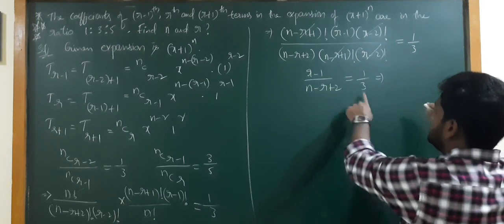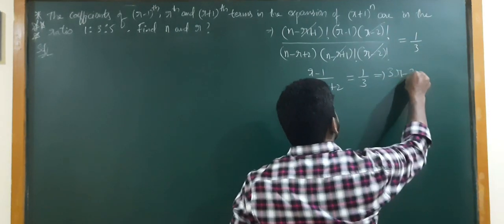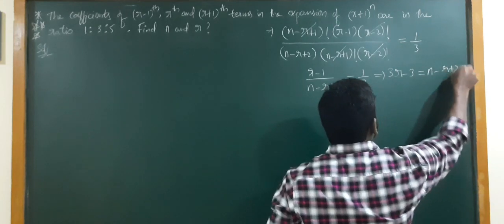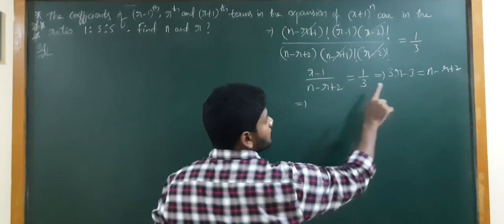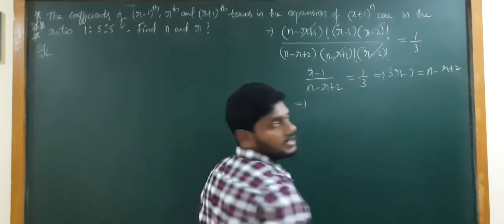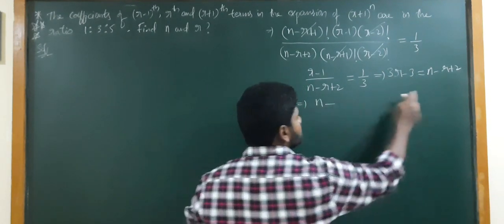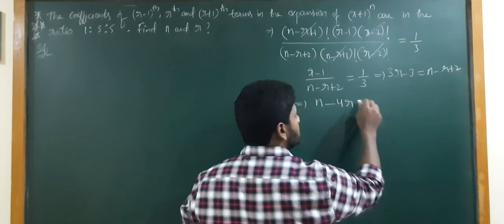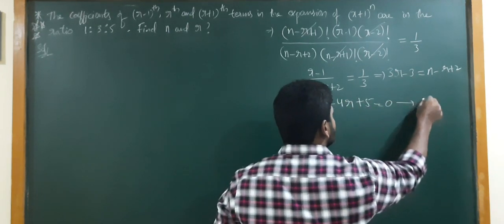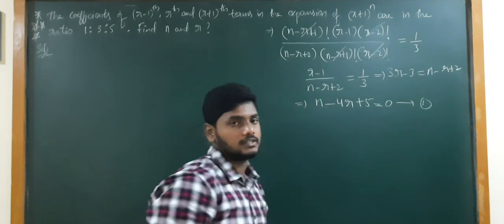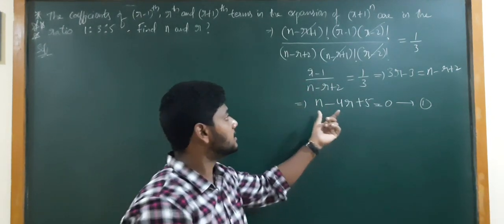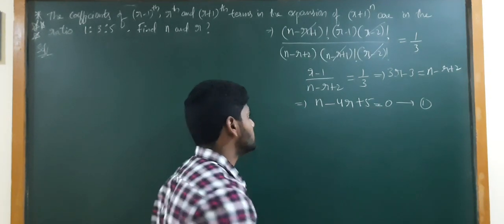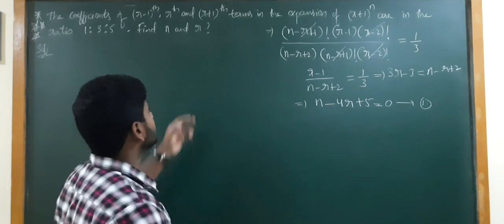Now we do cross multiplication. So this is 3r−3 is equal to n−r+2. If you simplify those, what will you get? These terms you send to the right-hand side, then you will get n−r−3r, it will become n−4r+2, that plus 3 it will become plus 5 equal to 0. So this we will consider as equation number 1. See, by using the first condition we will get n−4r+5 equal to 0, the first equation. By using the second condition, what is the second condition?